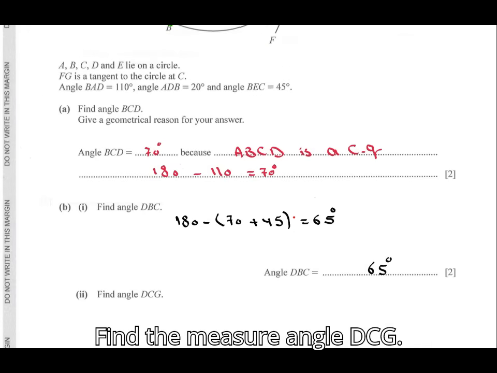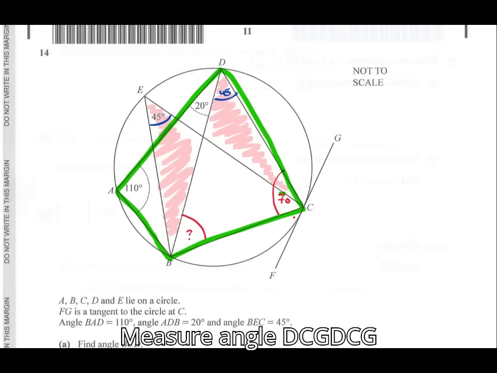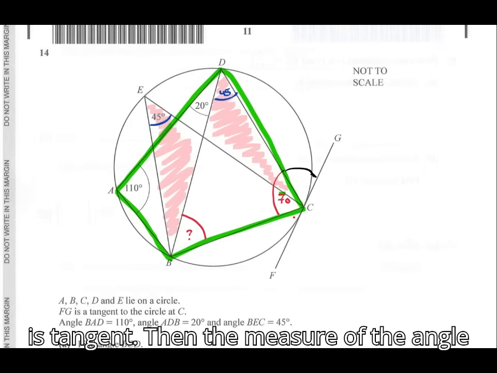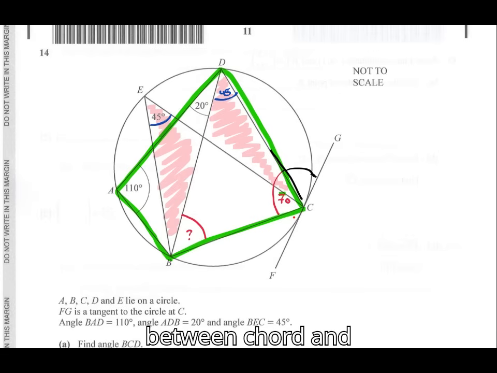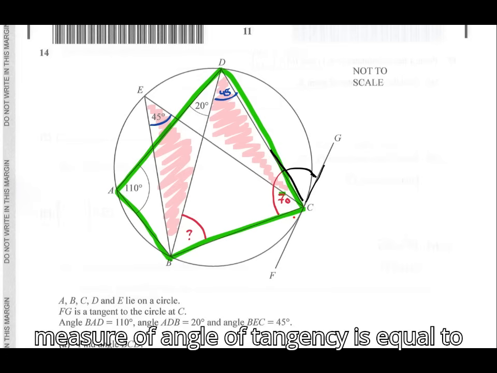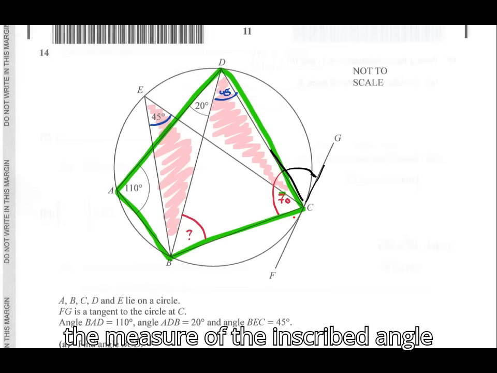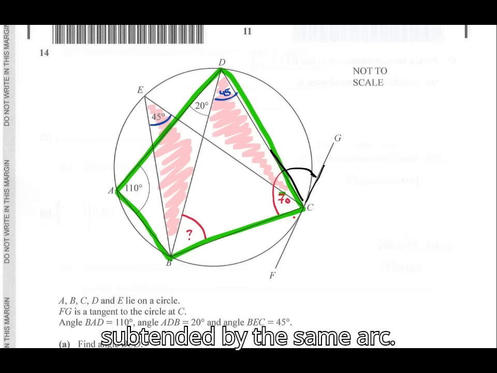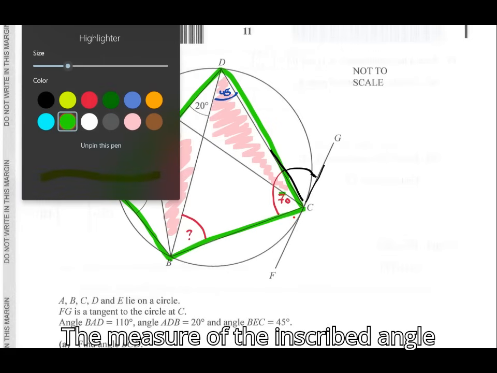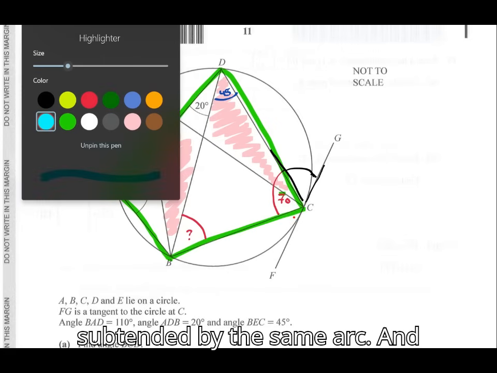Find the measure of angle DCG. DCG is an angle of tangency because FG is tangent. The angle between a chord and a tangent is called the angle of tangency. The measure of the angle of tangency is equal to the measure of the inscribed angle subtended by the same arc.